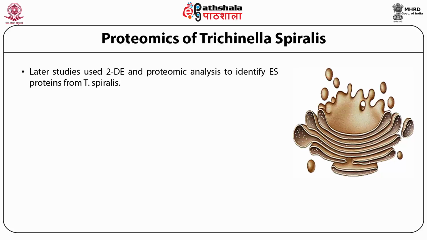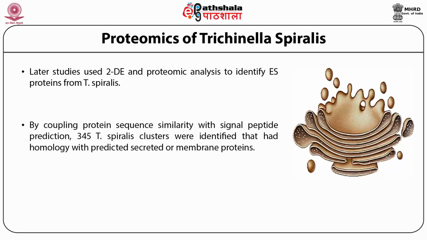By coupling protein sequence similarity with signal peptide prediction, 345 Trichinella spiralis clusters were identified that had homology with predicted secreted or membrane proteins. The EST clusters supported interpretation of peptide mass fingerprint data obtained from two-dimensional electrophoresis analysis of muscle larvae ES proteins.